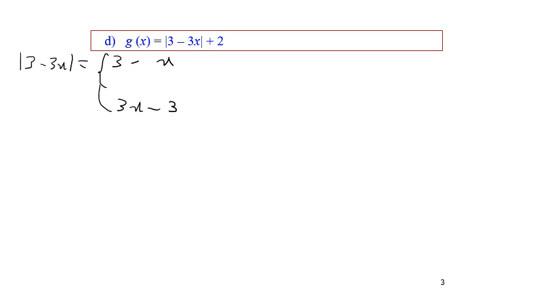So negative definition, of course, it is for x less than, and this one for x greater or equal than. So what is the changing point here? This one we will check right here. So 3 minus 3x we will equate with 0. So it comes out that x equals to 1. So the changing point here is at 1.